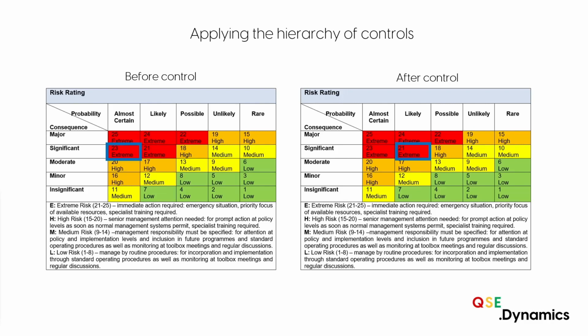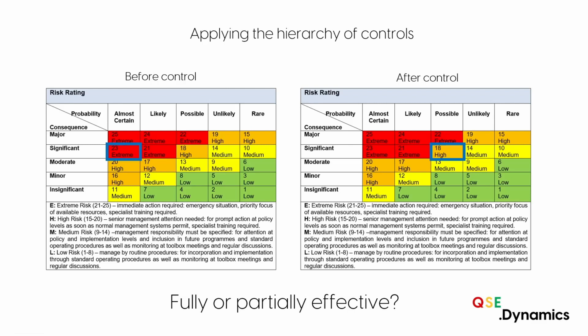Let's say before we've implemented any kind of control, we're getting a 23 extreme, so quite high. We are now looking at implementing a control, and afterwards we're getting a 21 extreme. So there's been a shift. But having a look at what extreme is, we're saying immediate action required, priority focus. Our own tool is telling us that our control has not been effective in this case.